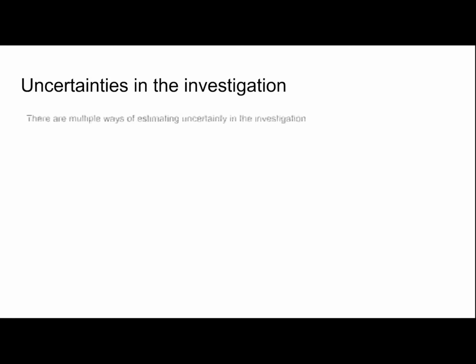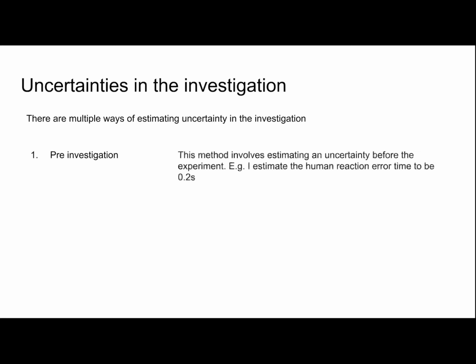The uncertainties in the practical investigation. So there are multiple ways of estimating an uncertainty in the investigation. Number one, and this is the most common one, is the pre-investigation. This method involves estimating an uncertainty before the experiment, e.g., perhaps I'm doing an experiment where I'm trying to measure the period of oscillation of a simple pendulum.